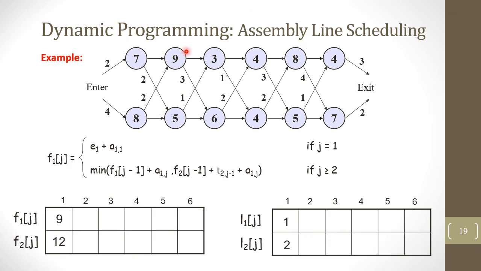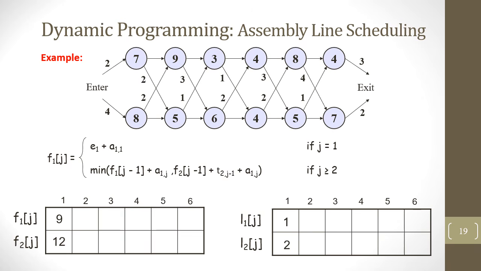For station 2 line 1, what will be the fastest time to reach here? There are two possible ways, one from line 1 and one from line 2. So if we come from line 1, the fastest time to this station was 9. So 9 plus 9 is 18.